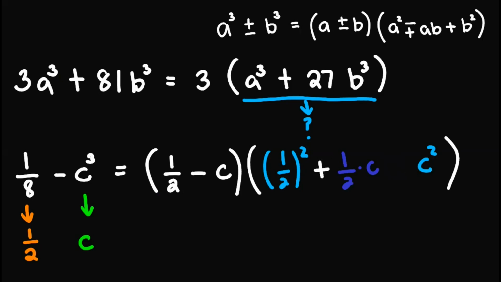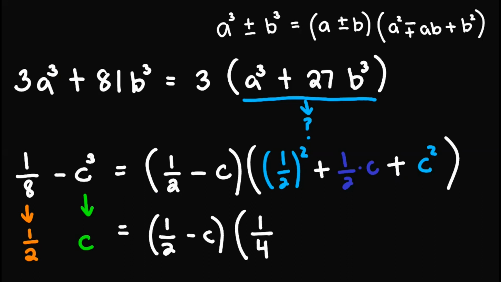So simplifying this, we'll have 1/2 minus c times 1/2 squared is 1/4 plus 1/2 times c is c/2 plus c squared. And that is the factored form of the given.